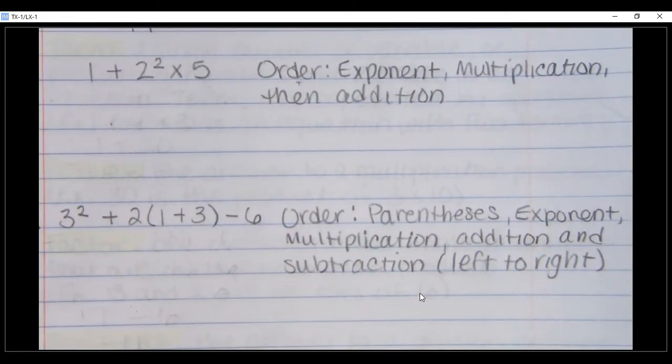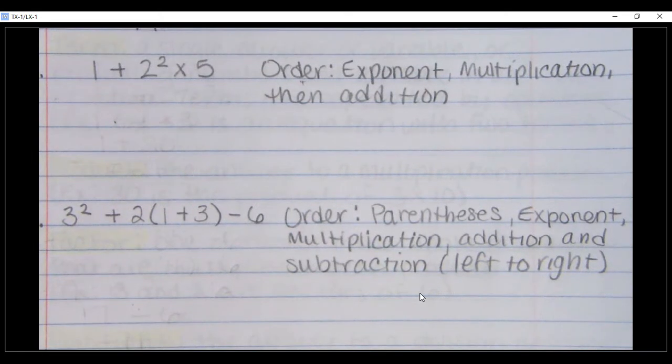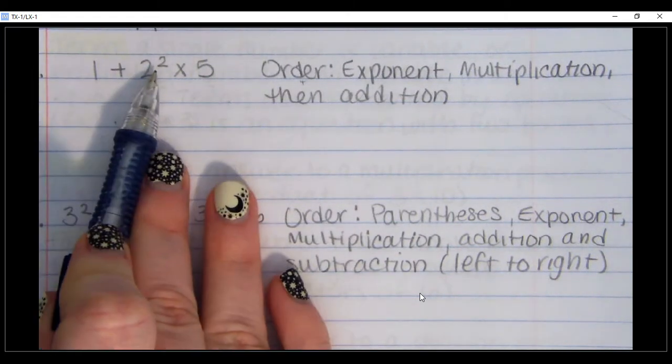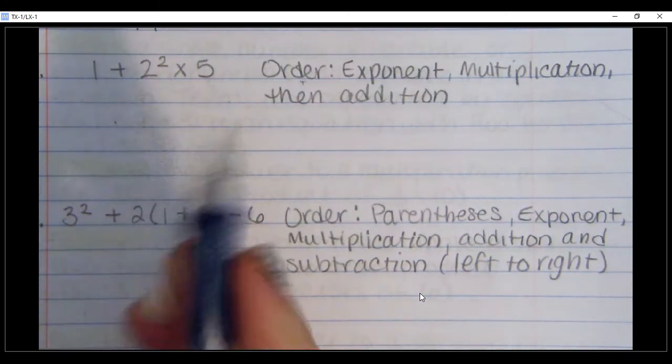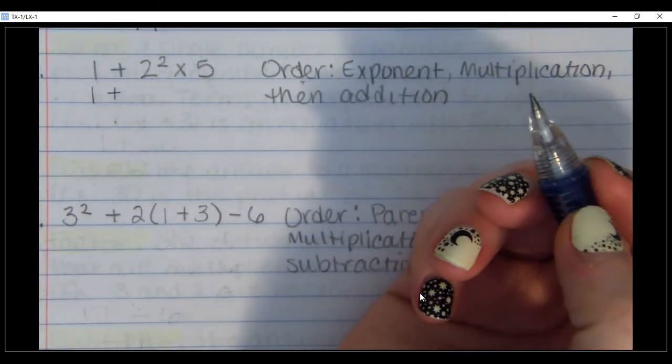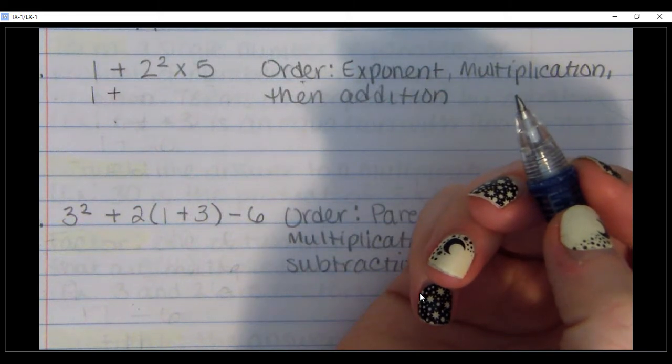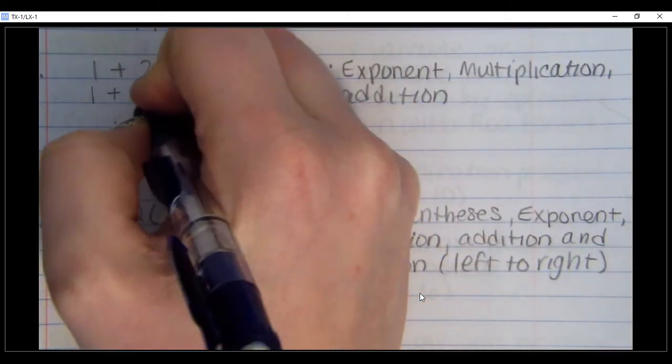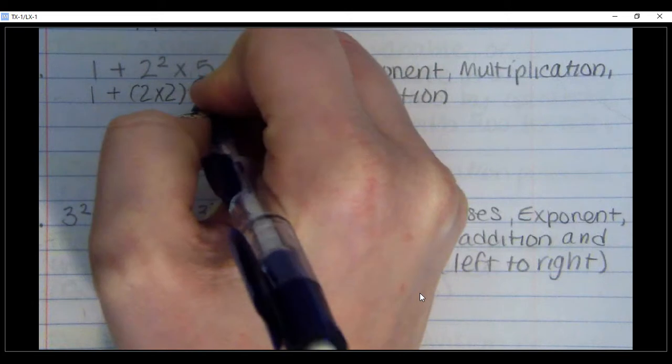Okay, so taking a look at this one, I have 1 plus 2 squared times 5. Again, I'm looking at my order of operations. First is always parentheses. I don't see any parentheses in it. So what I have to do is then do exponents. And look at that, I do have an exponent right here. My exponent in this particular case is 2 squared. 2 squared means 2 times 2.